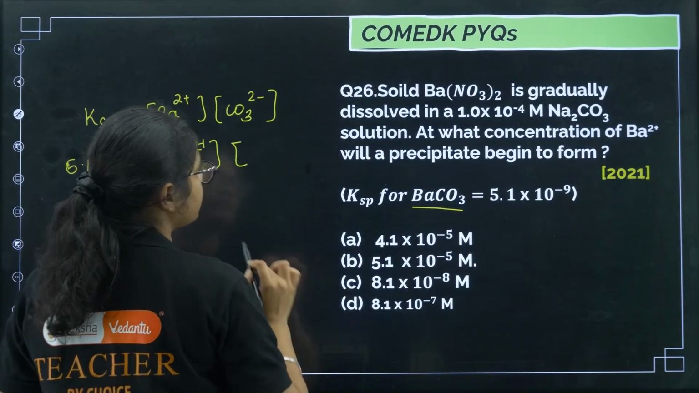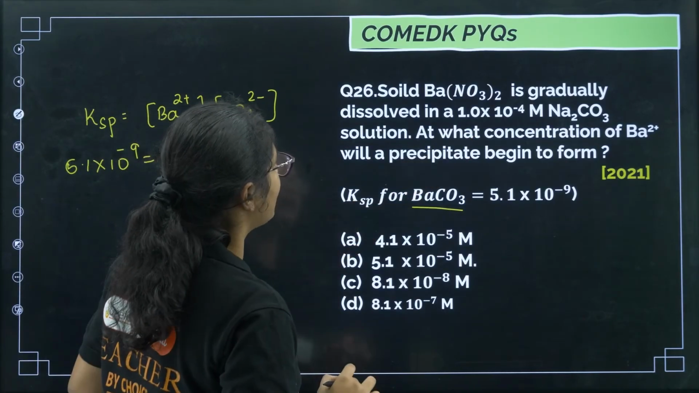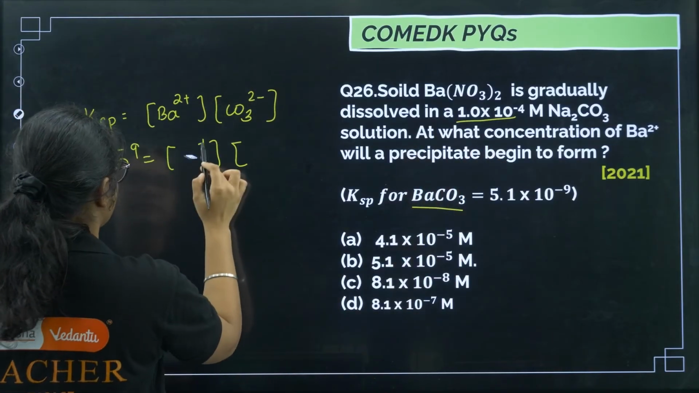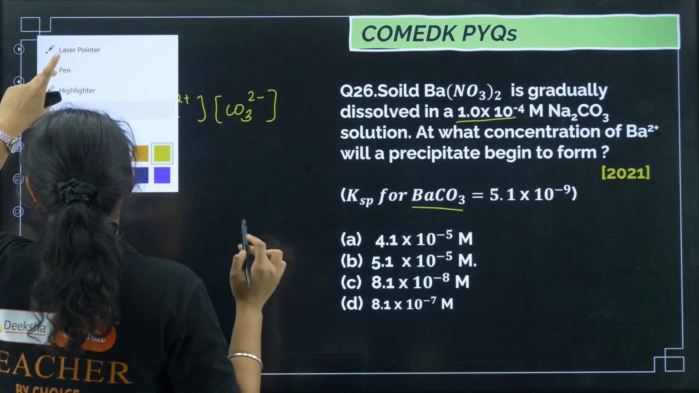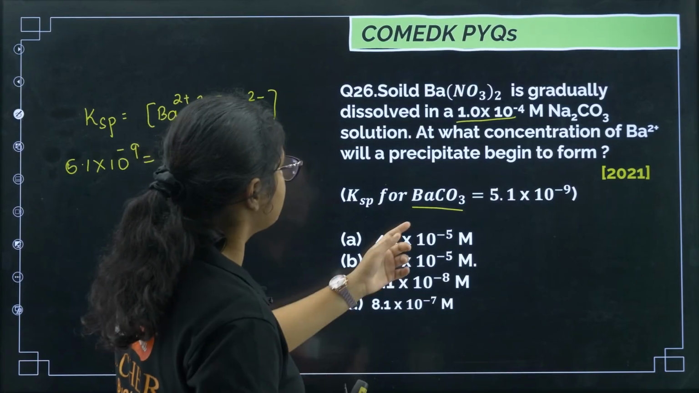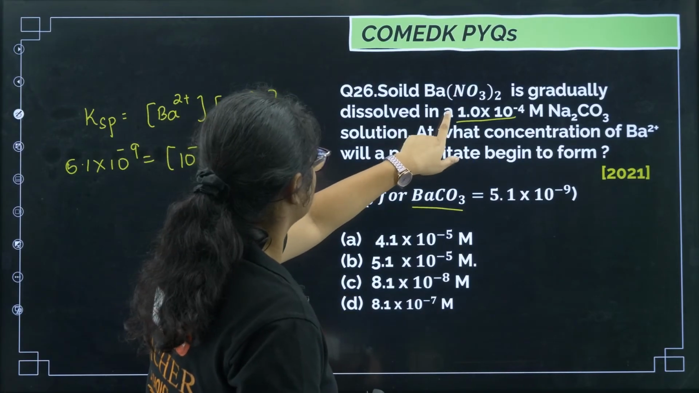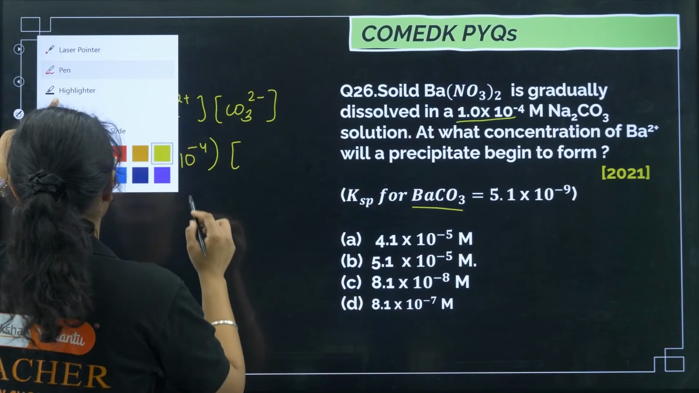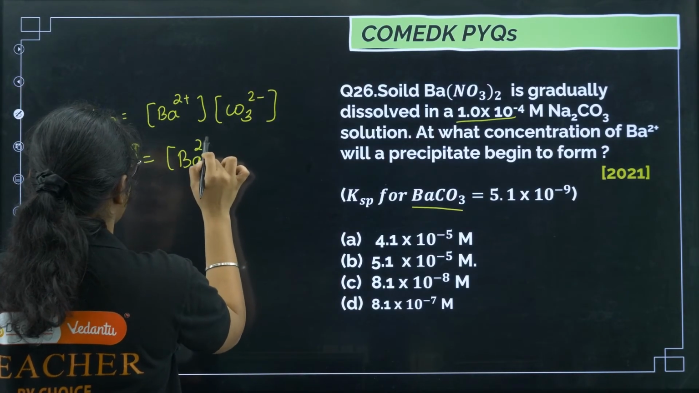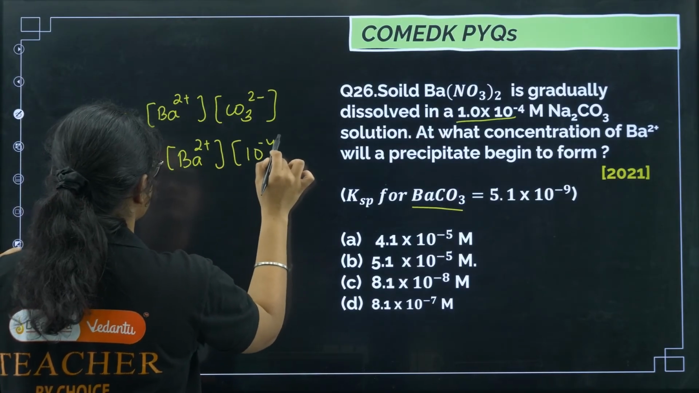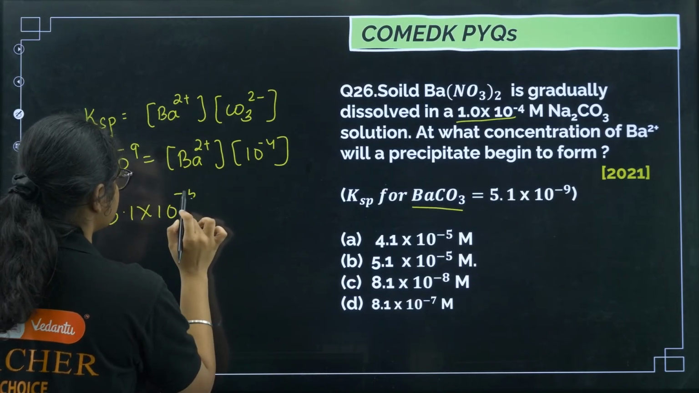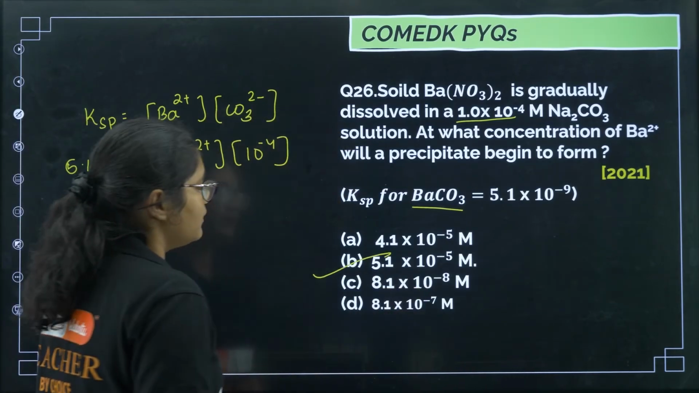Barium concentration is 1 into 10 to the power of minus 4, right? This barium is coming from where? Barium nitrate, and its concentration is 10 to the power of minus 4. Carbonate concentration we have to find from here. No, sorry, the first one was correct. Barium concentration we have to find. Carbonate concentration is given to us as 10 to the power of minus 4. So now if I do this, I will get 5.1 into 10 to the power of minus 5. That is option number B.